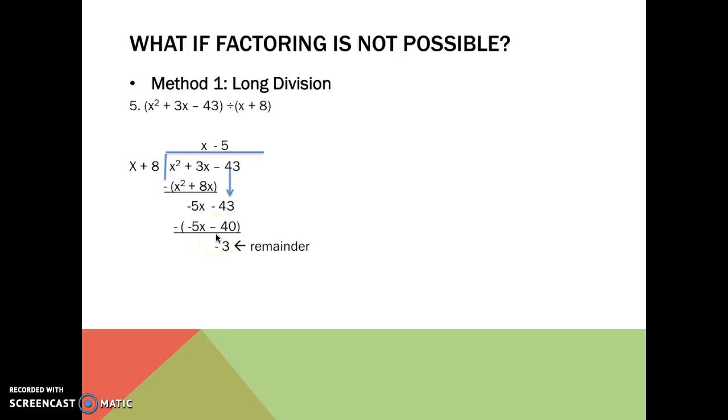Next, I want to take my answer up here, how I divided, so this x minus 5, and I set that right here in my solution. So I have x minus 5 minus, because that's our remainder, which is a negative, minus 3 over x plus 8. So you put an x plus 8 on the bottom of your remainder.